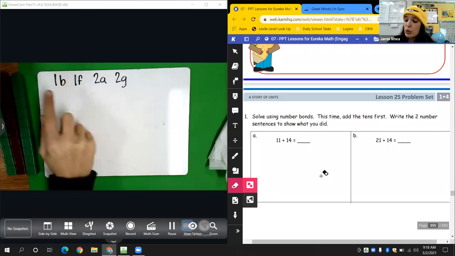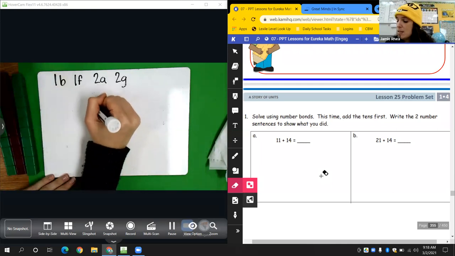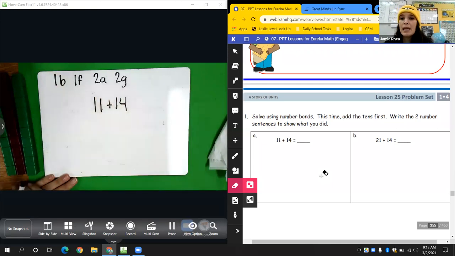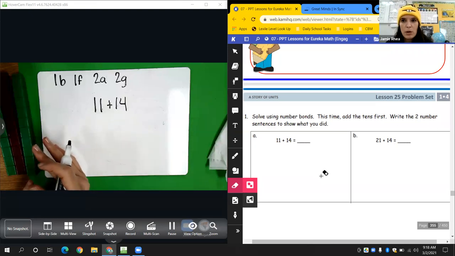Now, you're going to do 1B. I'm going to show you 1A, okay? So, let's look. 11 plus 14. This is what it wants you to do, okay? It wants you to first break apart, and I'll let you choose. You can break apart 11 or 14 on this one. Well, you're not doing this one on your work, but you can choose. I would always choose the smallest number to break apart.